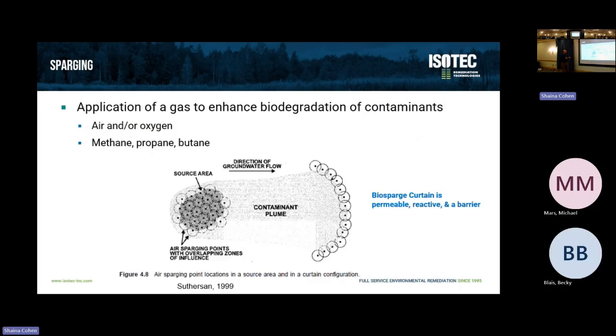And then sparging is another means of PRBs, and particularly it's often set up as a curtain. We're looking to get overlapping circles within our radius of gas distribution. And in this case, just a reminder, it's permeable, it's reactive, and it's a barrier. So if you have your contaminant plume, it's flowing, and then it's not making it past that. And this can be air, oxygen, or other methane, propane, butane, other organic gases.